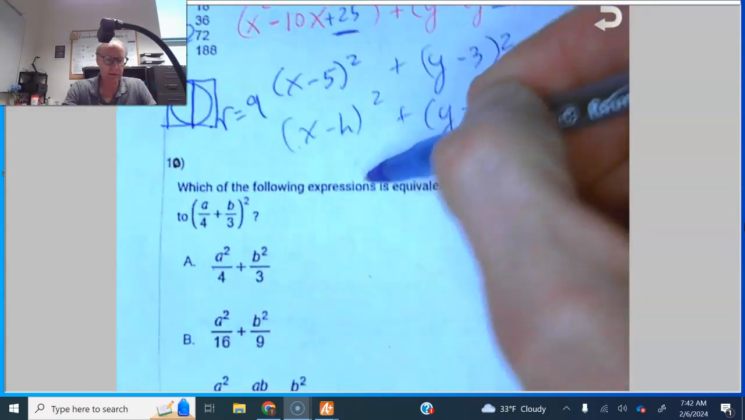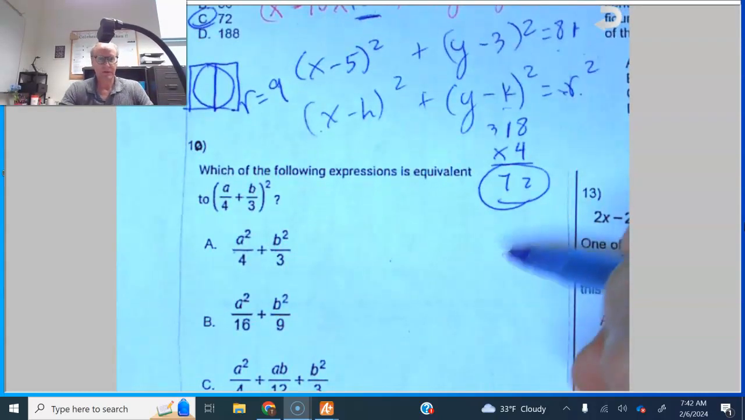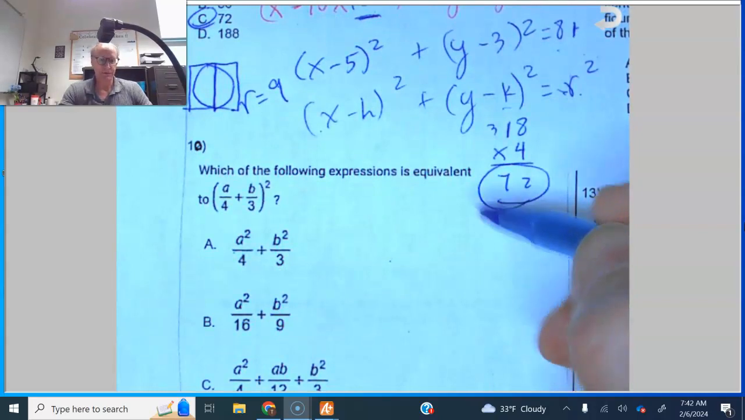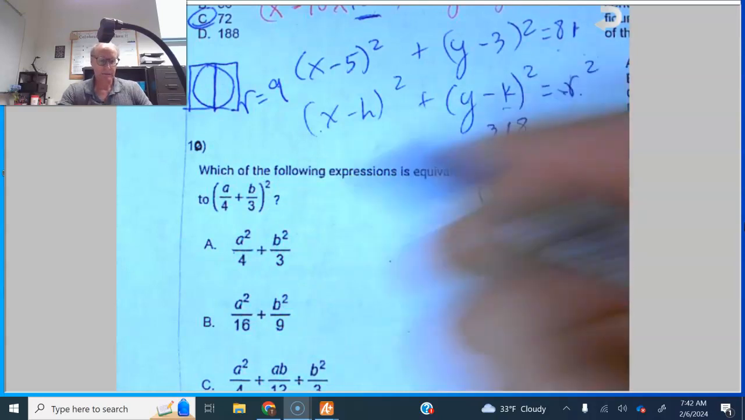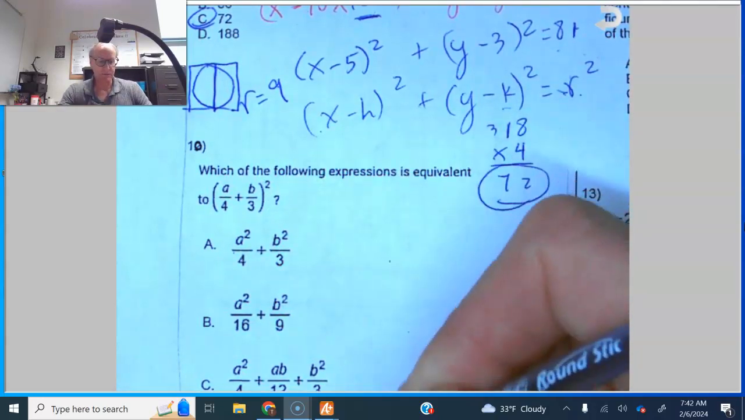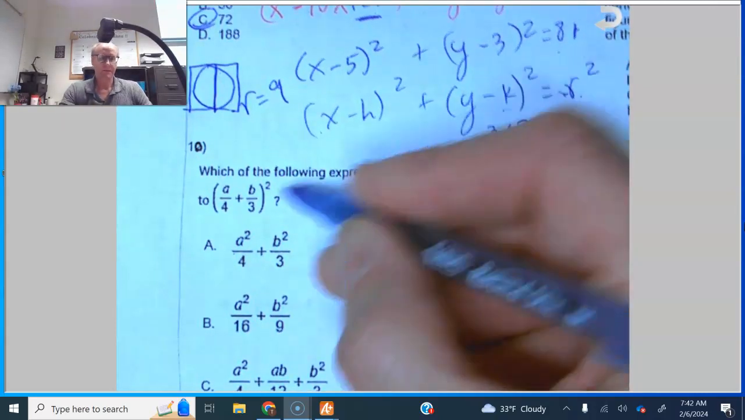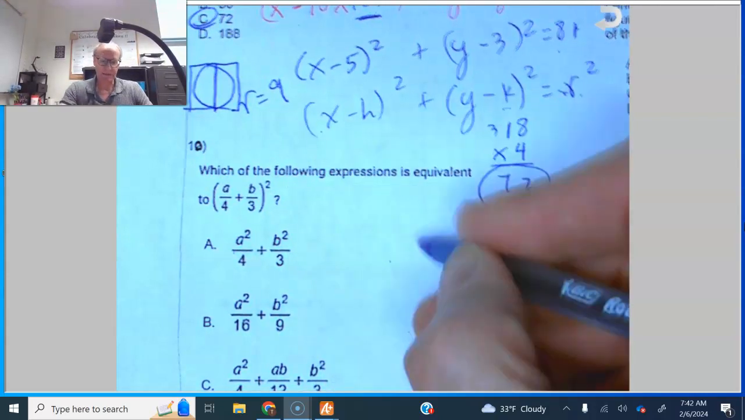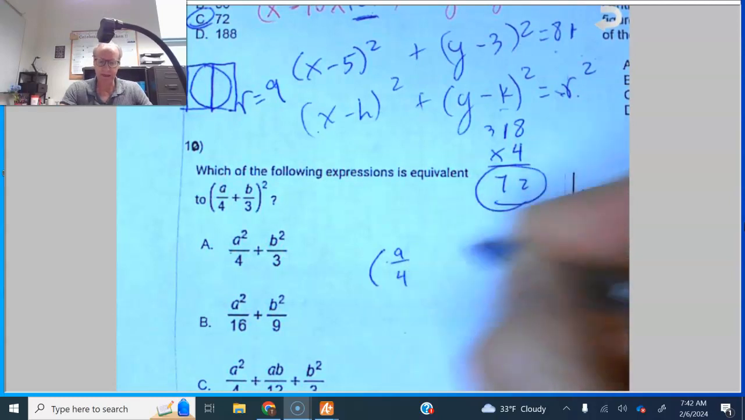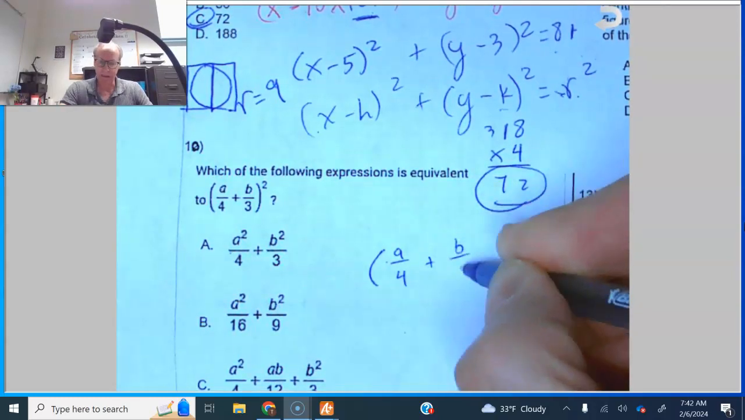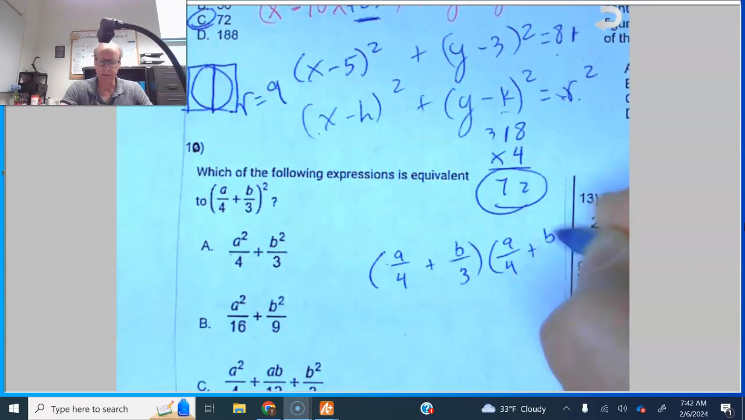Basically I would have guessed on this one and skipped it. Which of the following expressions is equivalent to (a over 4 plus b over 3) squared? Well, let's see. What are they doing? Oh. Okay. They're squaring this thing, and they're multiplying it times itself. And, of course, a over 4 is the same as 1/4 a, and b over 3 is the same as 1/3 b. But I'm just going to leave it like this, plus b over 3.